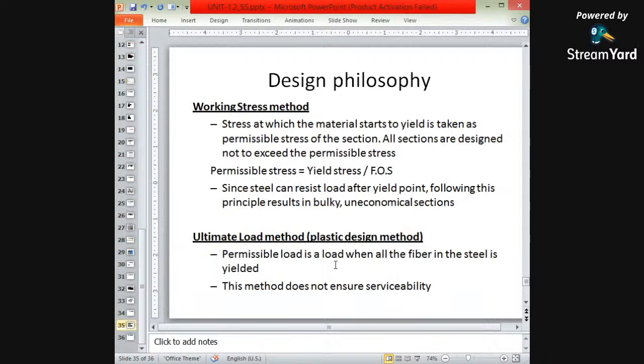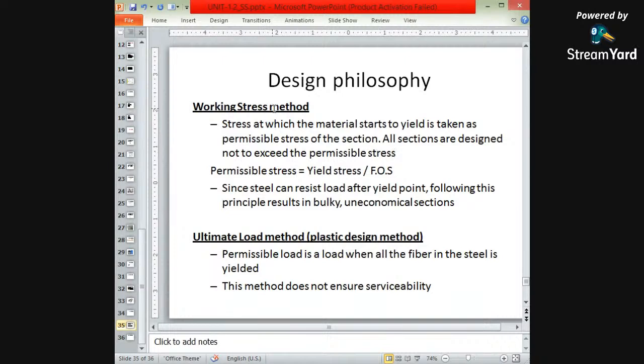These are the design philosophy, that is the working stress method. The stress at which the material starts to yield is taken as the permissible stress at the sections. That is nothing but the working stress. What is the working stress? Permissible stress is nothing but the working stress which has been taken care of in the various members. All sections are designed not to exceed the permissible stress, not to exceed the permissible limit.